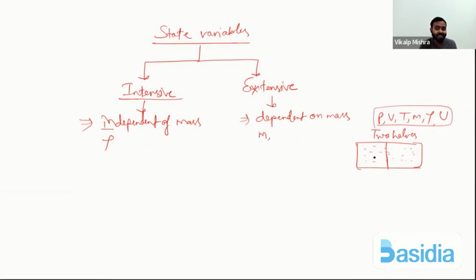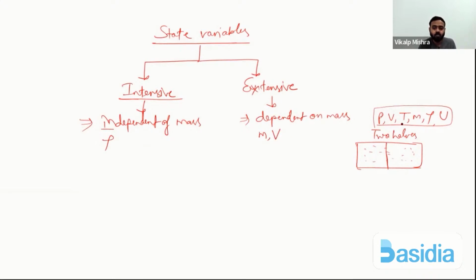Volume is changing. Here you can say when there was no division, at that time volume was V. But when we have divided in two halves, volume changed. Here V by 2, here V by 2. So volume is extensive property, extensive state variable.